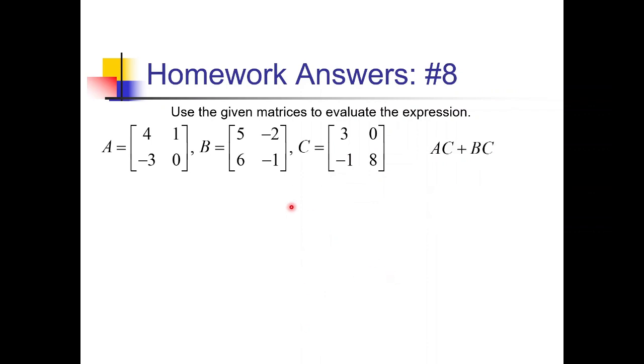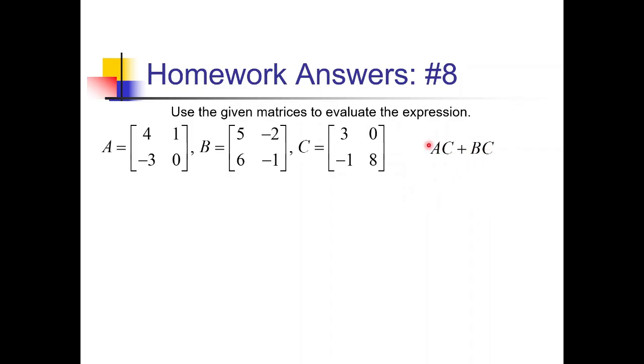On this problem, we're trying to evaluate AC plus BC based on the matrices here. So you could, if you wanted to, just to save a little bit of time, factor a C out of both of these, and then you'd have C times A plus B, and you could add A and B and only have to do one matrix multiplication. But I think matrix multiplication is kind of fun, so I'm going to just play the ball where it lies on this problem.